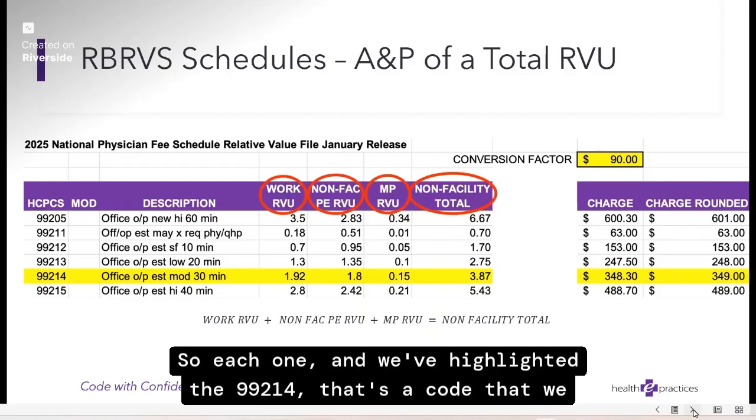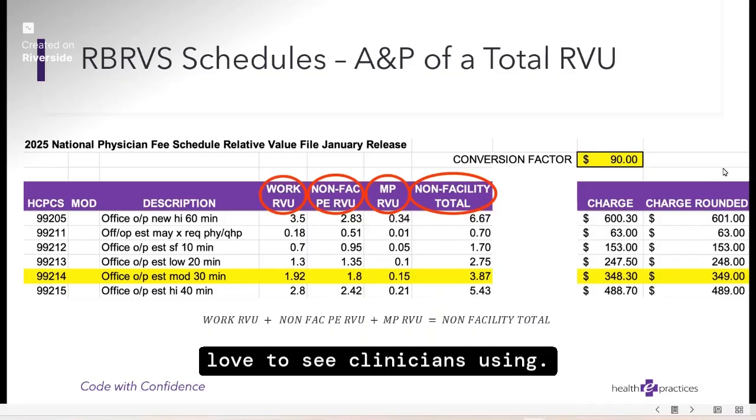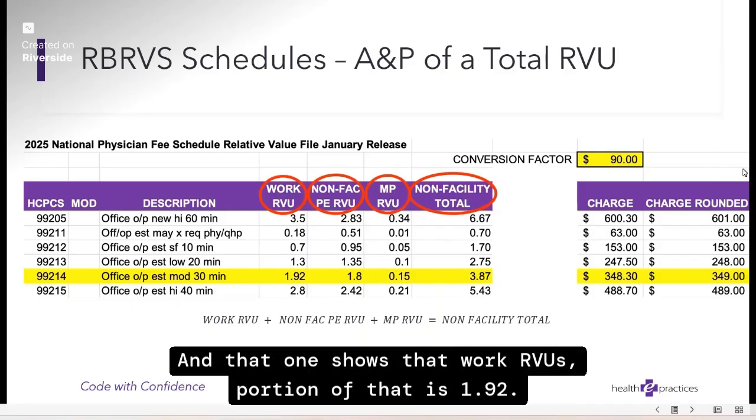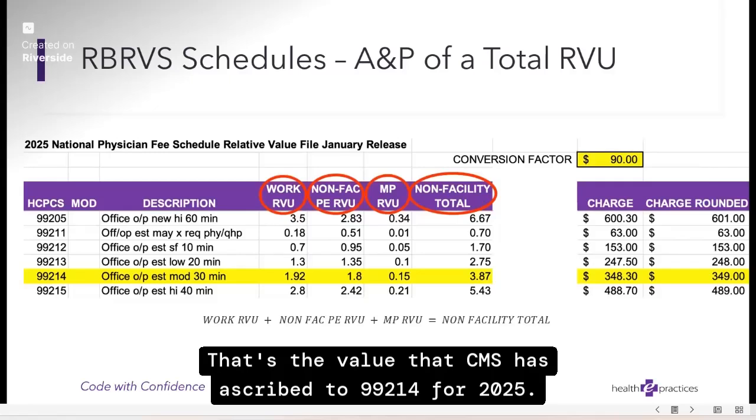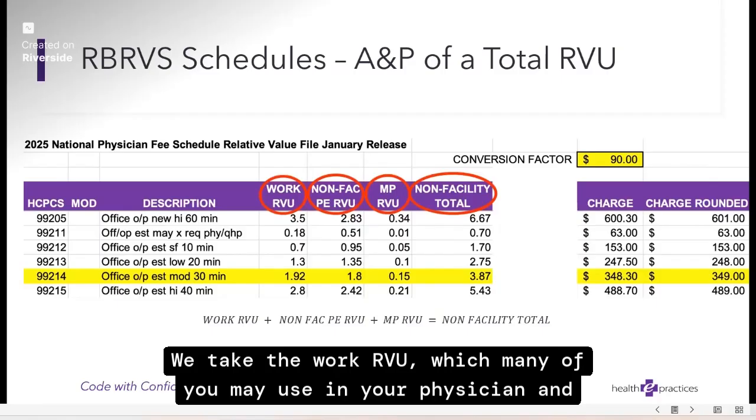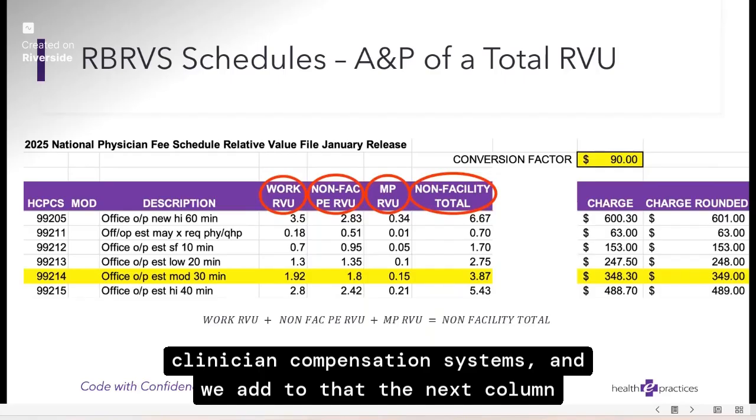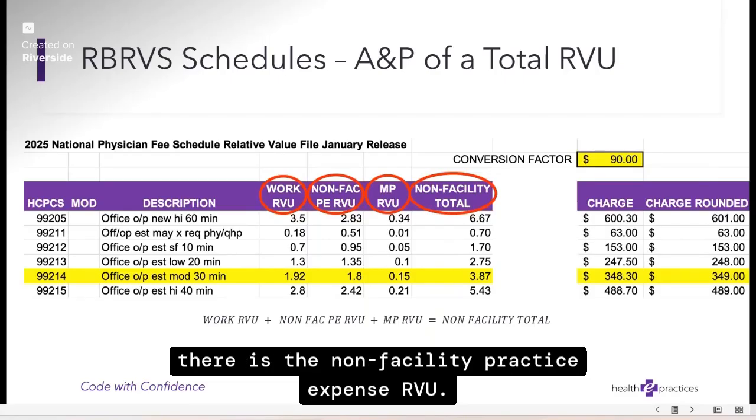So each one, and we've highlighted the 99214, that's a code that we love to see clinicians using. And that one shows that the work RVU portion of that is 1.92. That's the value that CMS has ascribed to a 99214 for 2025. We take the work RVU, which many of you may use in your physician and clinician compensation systems, and we add to that the next column there, the non-facility practice expense RVU.